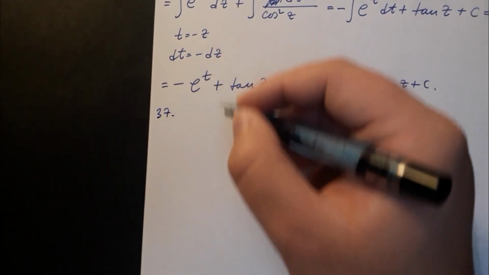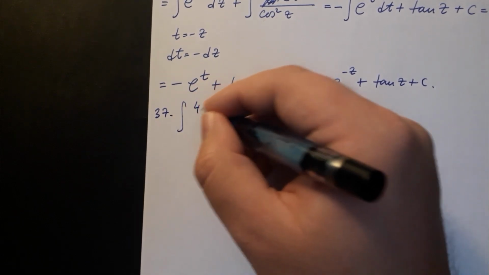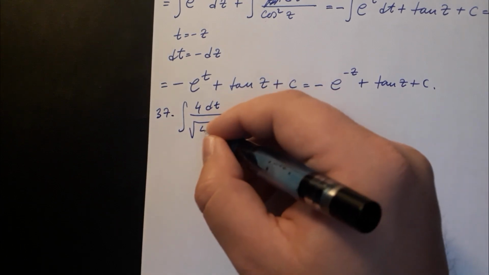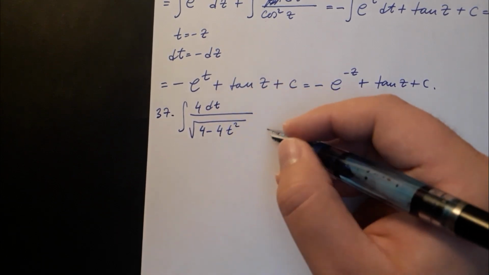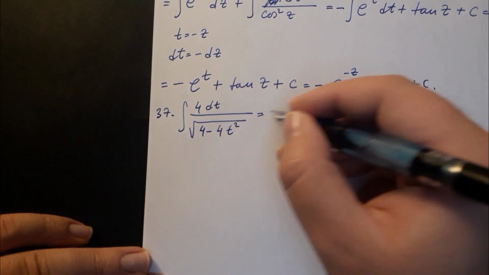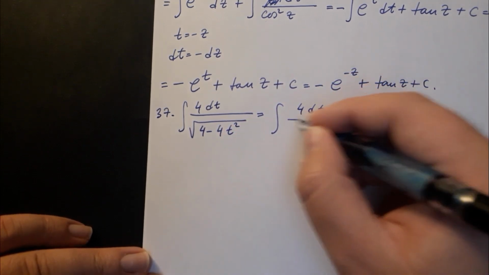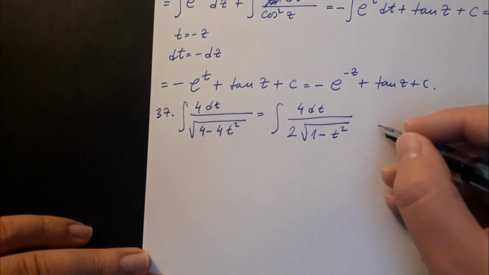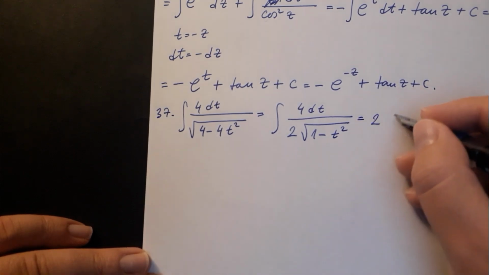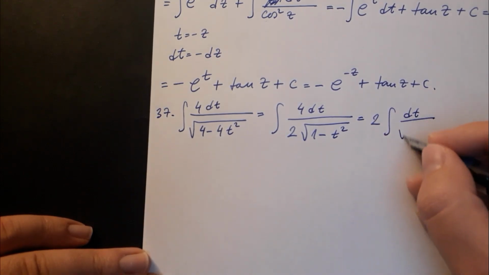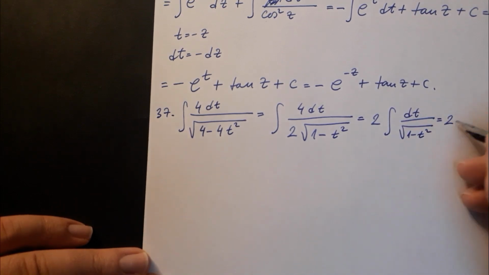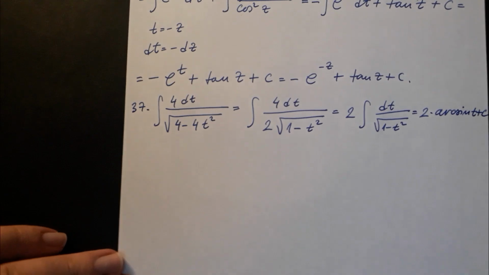Integral number 37 on our list is an integral of 4 dt divided by a square root of 4 minus 4t squared. So this integral is equal to an integral of 4 dt divided by 2 times the square root of 1 minus t squared. And that is equal to 2 integrals of dt divided by a square root of 1 minus t squared, and that is equal to 2 times arcsine of t plus c.